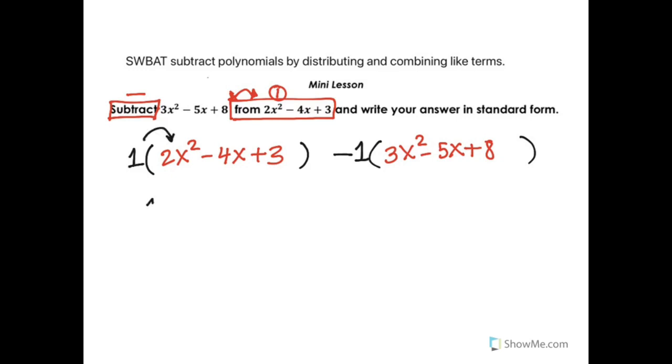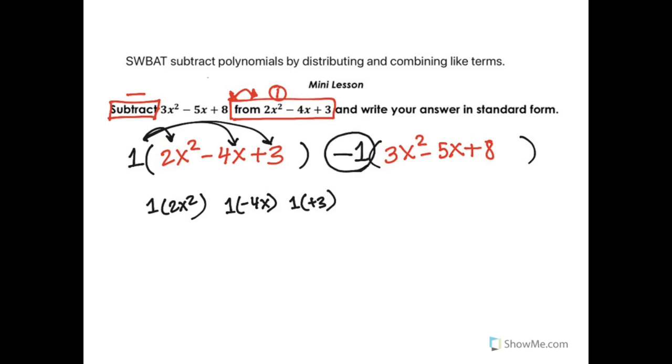So first I have 1 times positive 2x squared. I have positive 1 times negative 4x. And I have positive 1 times positive 3 over here. Now I'm going to go ahead and take this negative 1, the whole entire thing with its sign, and I'm going to distribute it to 3x squared. So negative 1 times 3x squared. Then I'm going to distribute it to negative 5x. So negative 1 times negative 5x. And then I'm going to distribute this negative 1 to this positive 8. So negative 1 times positive 8.